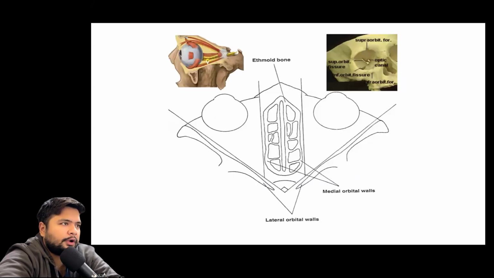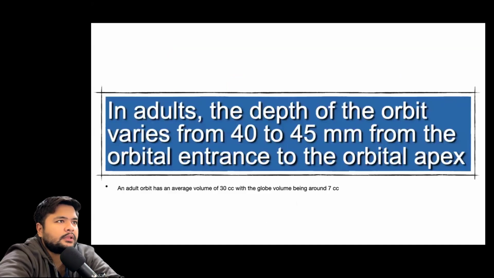So coming to the ethmoid bone, medial orbital walls and lateral orbital walls, in this diagram we can clearly see the relation of orbits to the ethmoidal bone. So here we can also appreciate the ethmoidal bulla and the ethmoidal air cells. And so in the adults, the depth of the orbit varies from 40 to 45 millimeter from the orbital entrance to the orbital apex. An adult orbit has an average volume of 30 cc, with the globe volume being around 7 cc.